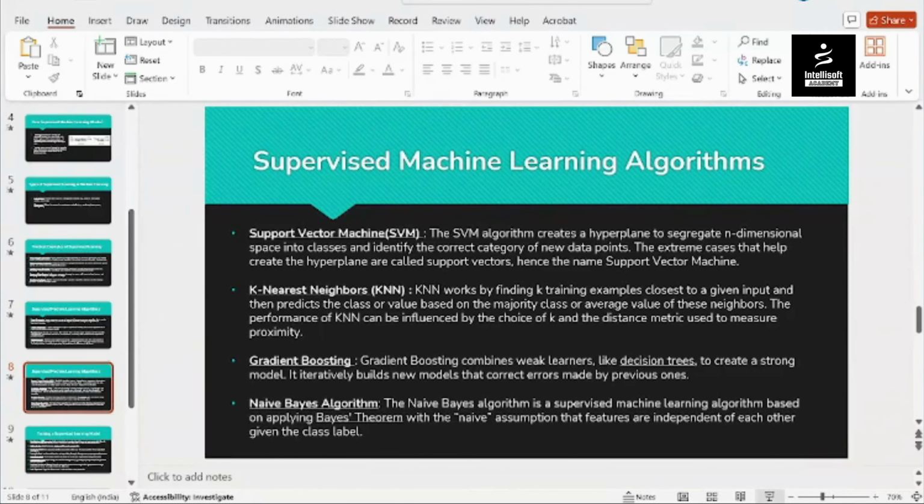So now it's support vector machine. Support vector machines create a hyperplane to segregate n-dimensional space into classes and identify the correct category of new data points. Let's suppose I give you an example of cats and dogs. There are some dogs which have pointed ears and some with floppy ears. So your machine can confuse the pointed-ear dogs with cats. Now when you plot these things on a graph, you will see that some predictions are correct and some are not correctly predicted.